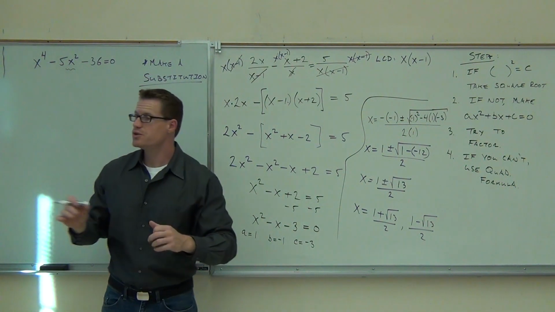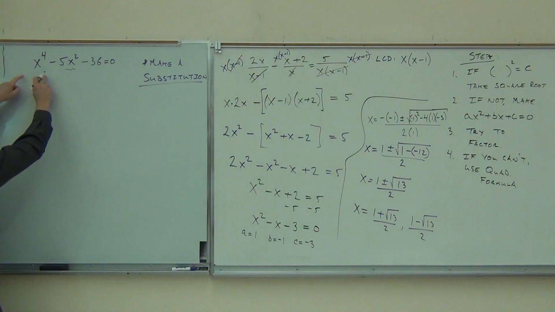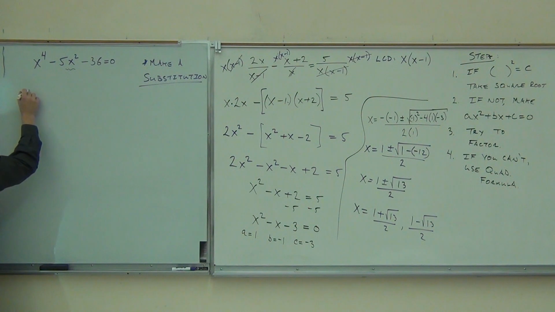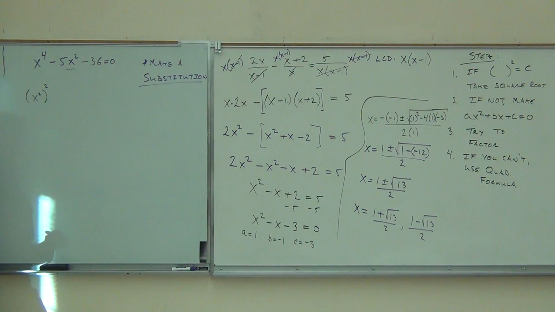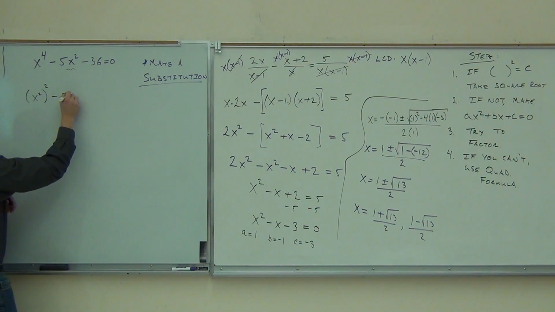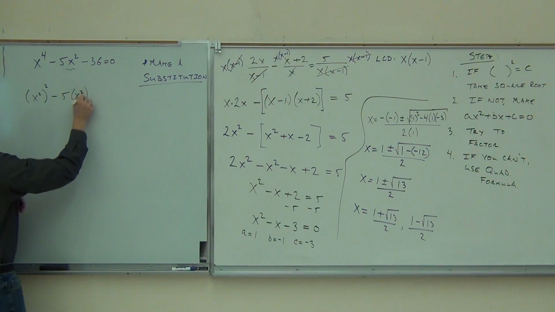What you're going to try to do is write this term as your middle term squared. So for instance, is this thing to the second power? x squared. Is that the same thing as x to the fourth? Yes. Okay. And you're going to put your middle thing in parentheses.